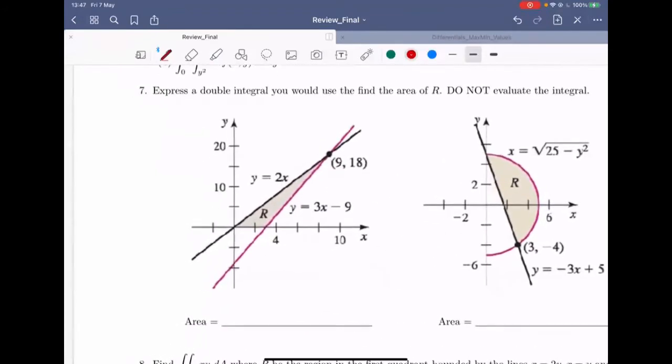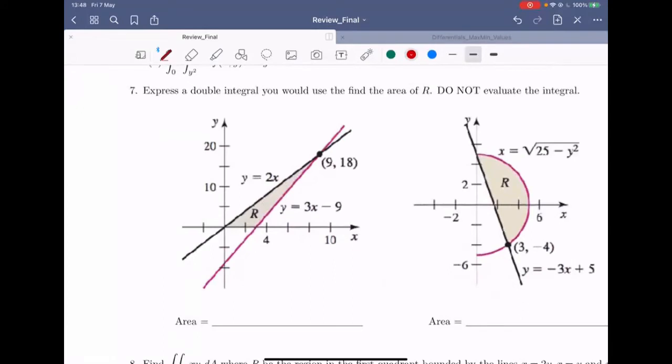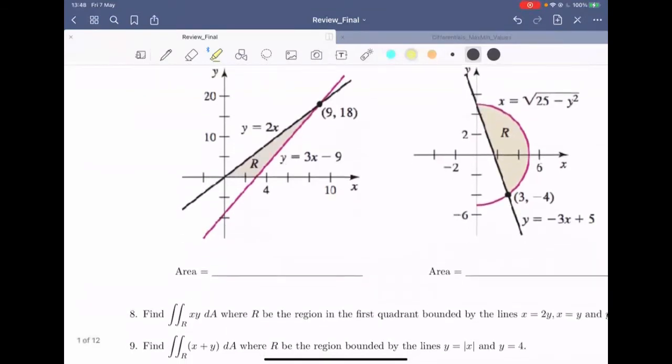I give you a picture here, but you read the question. The question says: express a double integral you would use to find the area of R. Do not evaluate the integral. So you do not need to evaluate the integrals. First of all, you look at the picture here. You have the line y equals 3x minus 9.